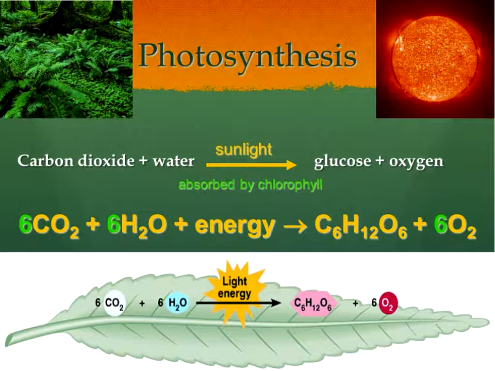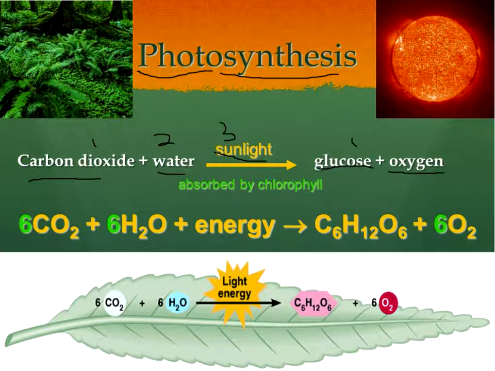And then finally, one more. This is not anything new. This is just rewording what we've already learned. Remember, photosynthesis is putting together with light. So we have carbon dioxide, water, and sunlight. 1, 2, and 3. Those three reactants will make glucose and oxygen, number 1 and number 2.